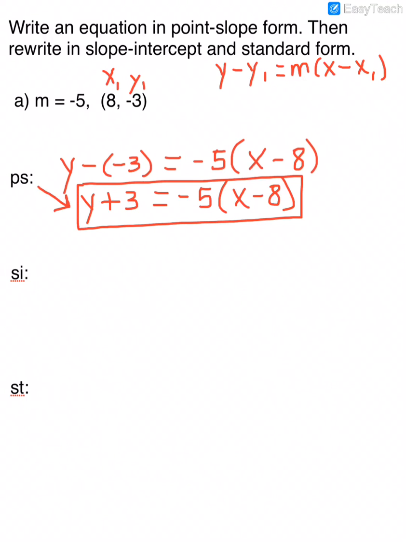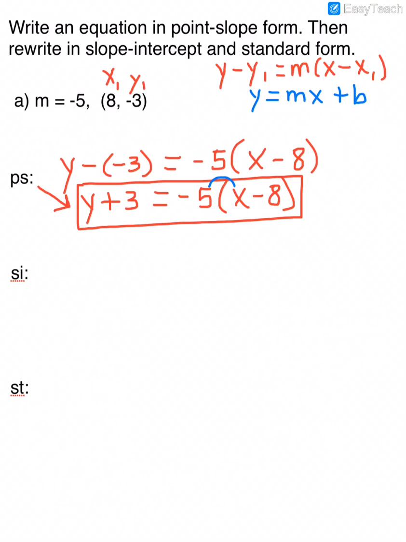Okay, so now I want to take that and write it in slope-intercept form. Well, remember, slope-intercept form is y equals mx plus b. So in slope-intercept form, I need to get the y by itself. And remember, anytime we're dealing with equations, if we have parentheses, we need to get rid of the parentheses first.